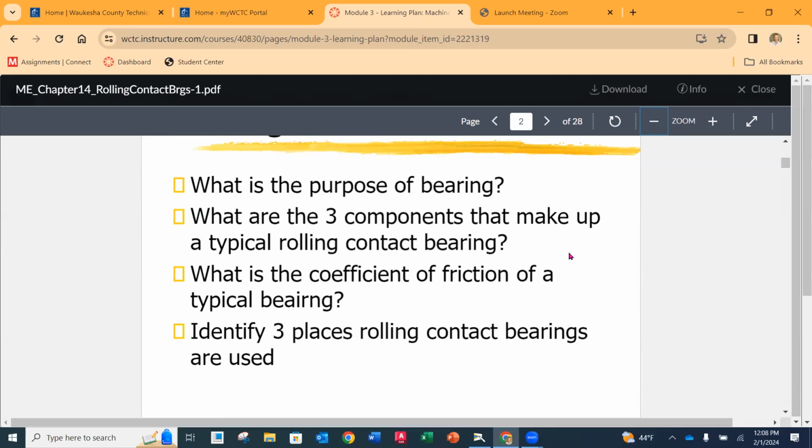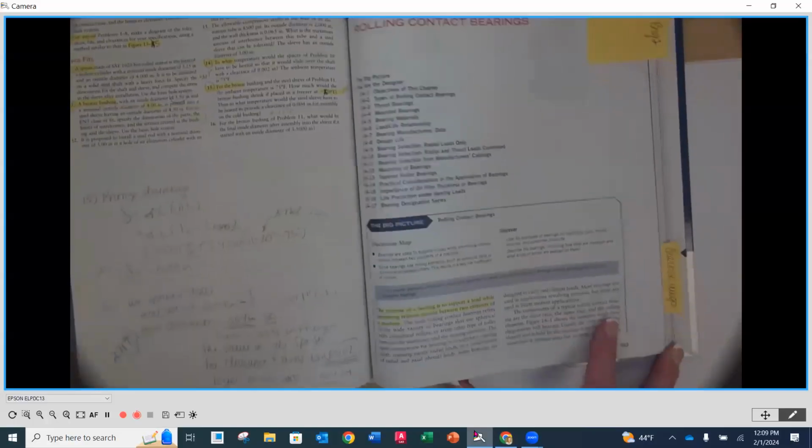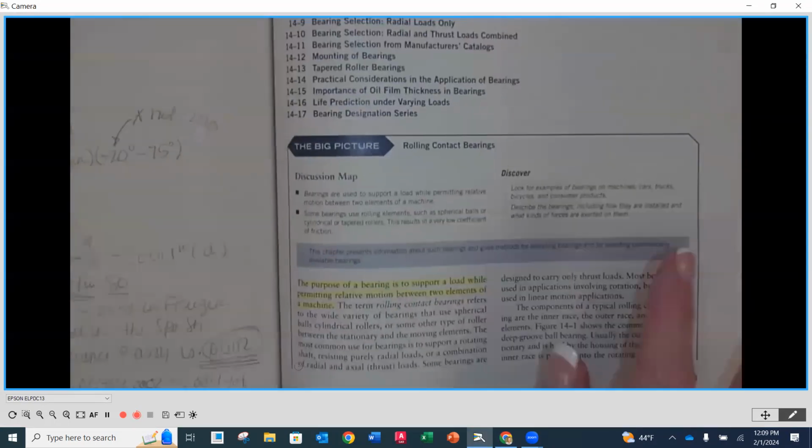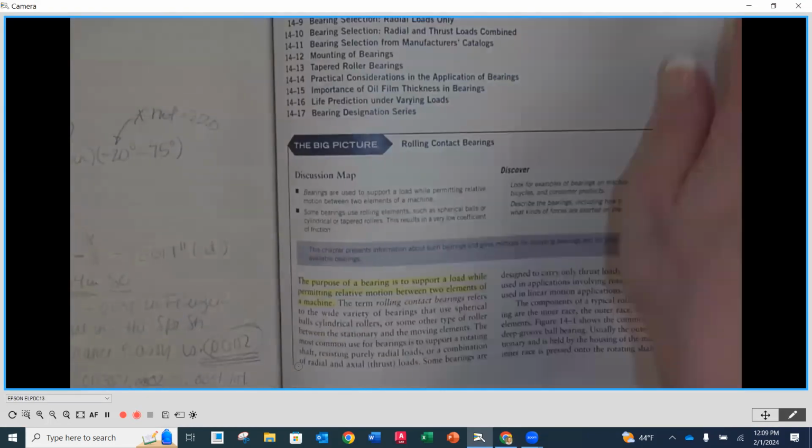Okay. So this big picture starts on page 563. I'll go underneath my catalog here. All right. And then it goes to the next page as well. It goes to the next page, so put it on the other side too.